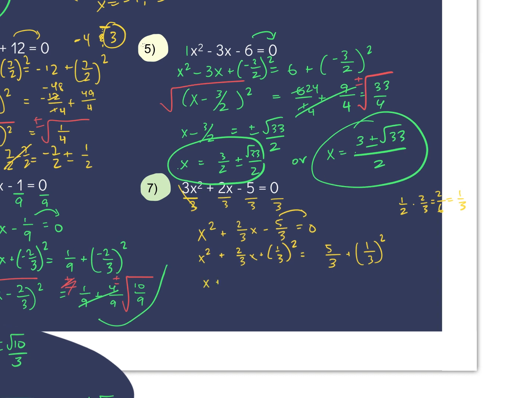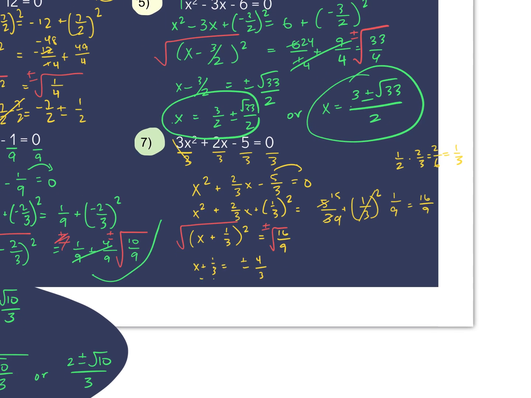So this side here is going to be x plus 1/3 squared equals 5/3 plus 1/9. I have to change my denominators, so times 3 is 9, times 3 is 15, so I'm going to get 16/9, like that. And then I take the square root of the left and the plus minus square root of the right. My left side becomes x plus 1/3. My right side becomes plus minus, square root of 16 is 4, square root of 9 is 3.